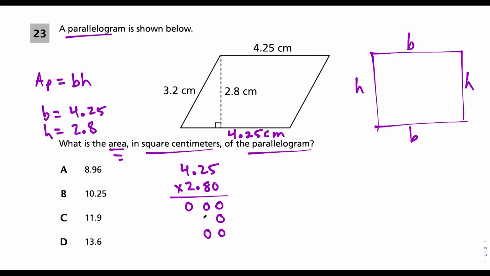And I would have 8 times 5 is 40. So I'd carry the 4. I have 8 times 2 is 16, plus 4 is 20. So I'm getting a whole lot of zeros here. And then I'd have 8 times 4 is 32, plus 4 is 34. So this is what we have here.